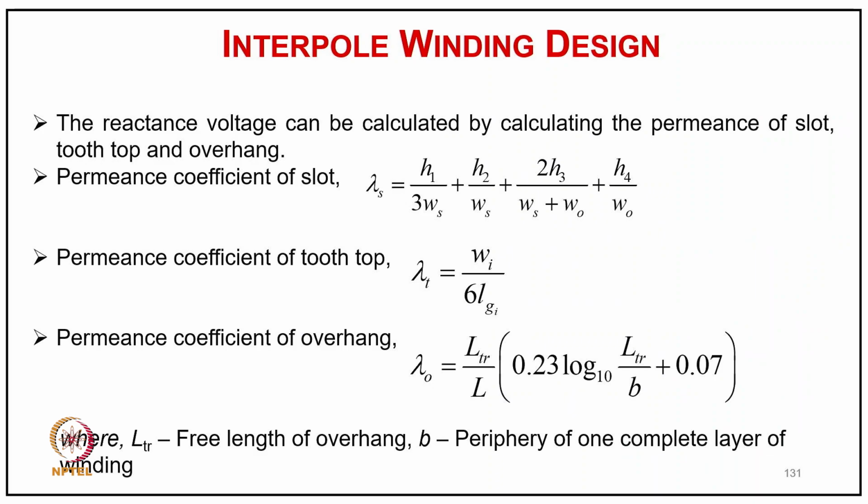So reactance voltage can be calculated by calculating the permeance of slot, tooth pitch and overhang. Permeance of the slot is lambda S equal to H1 upon 3WS plus H2 upon WS plus 2H3 upon WS plus W0 plus H4 upon W0, and permeance coefficient of tooth will be lambda T equal to WT upon 6 Lg. The permeance coefficient of overhang is lambda O equal to LTR upon L in bracket 0.23 log 10 of LTR upon B plus 0.07, where LTR is the free length of the overhang and B is the periphery of one complete layer of the winding.